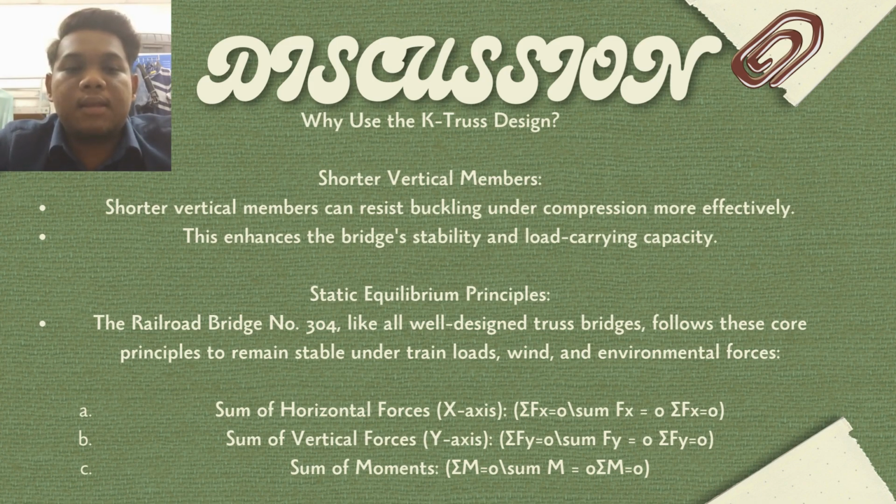Next is the static equilibrium principle. Railroad Bridge number 304, like all well-designed truss bridges, follows this core principle to remain stable under train loads, wind, and environmental forces. Sum of horizontal forces, x-axis: the sum of Fx equals 0. Sum of vertical forces, y-axis: the sum of Fy equals 0, and the sum of moments is 0.